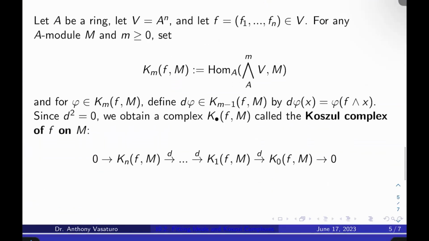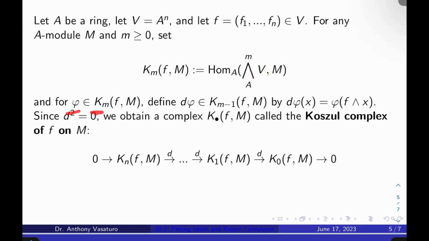Let's switch gears for a moment and talk about the basics of Koszul complexes, because we're going to need a little bit of theory of those as well to actually prove the commutative algebra stuff we need. So let A be a ring, and we'll let V be A^n, and we'll let F be F1 through Fn inside V. Okay, so F_i is like the ith copy of A here. For any A module M and m greater than or equal to 0 an integer, let's set K_m(F, M) to be the A homomorphisms from the wedge product over A of V, m times, to M, okay?